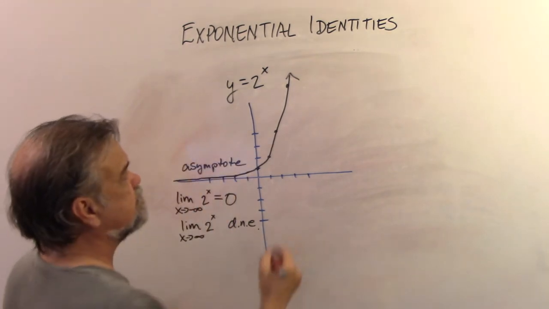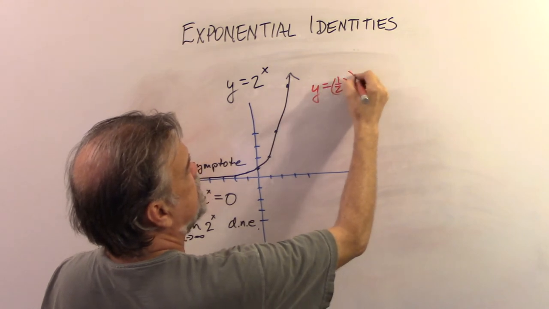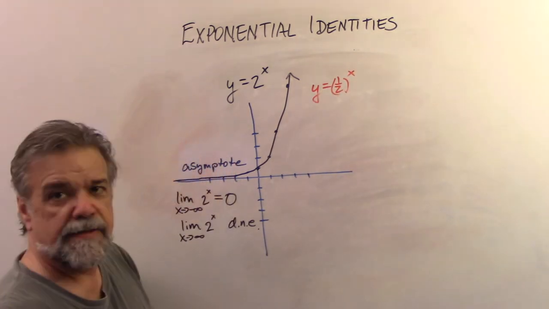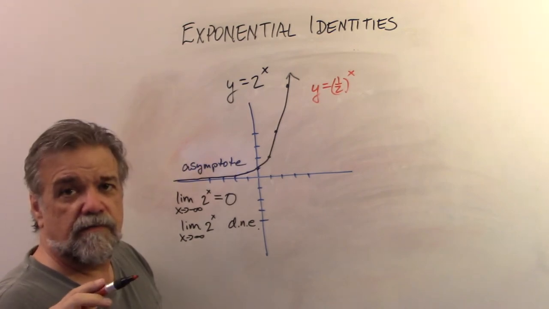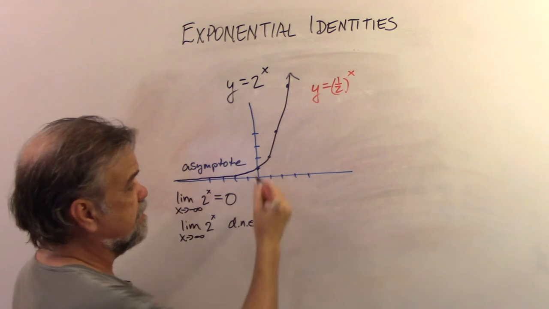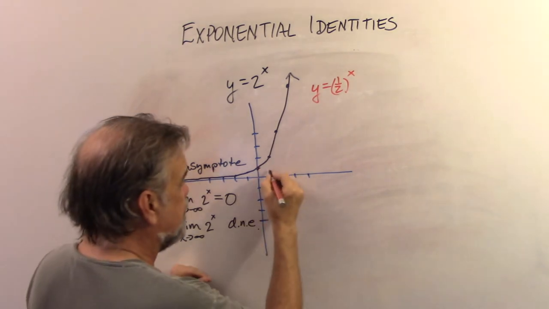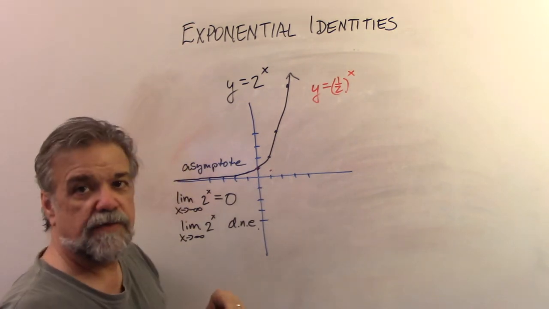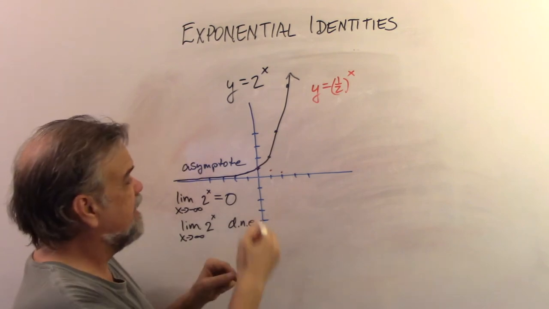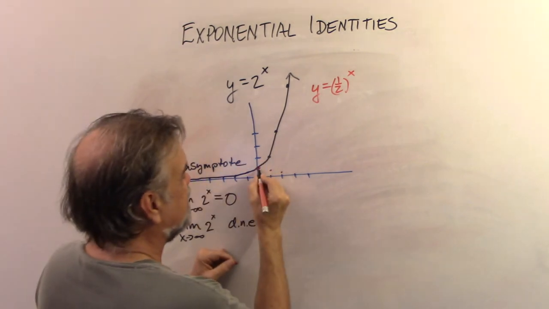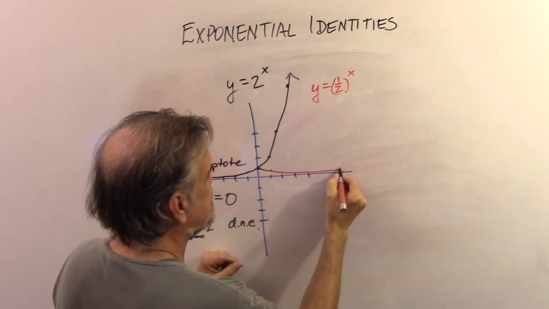Let me do another one. Let's do y equals 1/2 to the x power. Okay? So this time, 1/2 to the 0 power, still 1. 1/2 to the 1 power is 1/2. 1/2 to the second power is 1/4. This is sounding familiar. Oh yeah, it's just like this over here. Okay, so it's just getting closer and closer and closer to the x-axis.